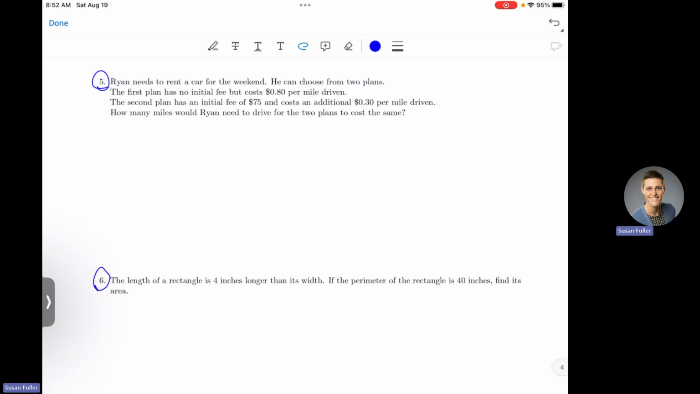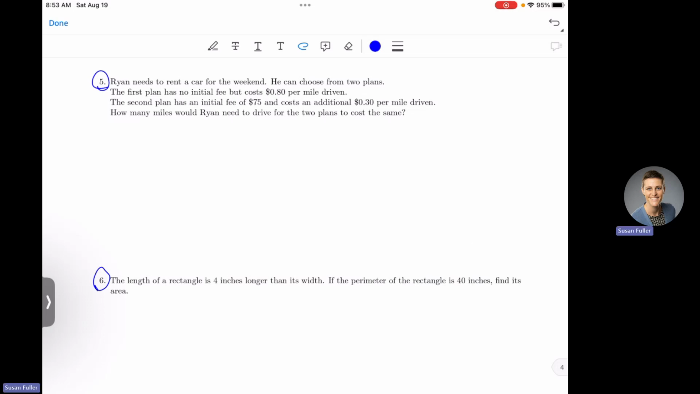Ryan needs to rent a car for the weekend. He can choose from 2 plans. The first plan has no initial fee, but costs 80 cents per mile driven. The second plan has an initial fee of $75 and costs an additional 30 cents per mile driven. How many miles would Ryan need to drive for the 2 plans to cost the same? If you need to reread it, go ahead and pause the video, read it as many times as you need to work through that and figure out what this is saying.